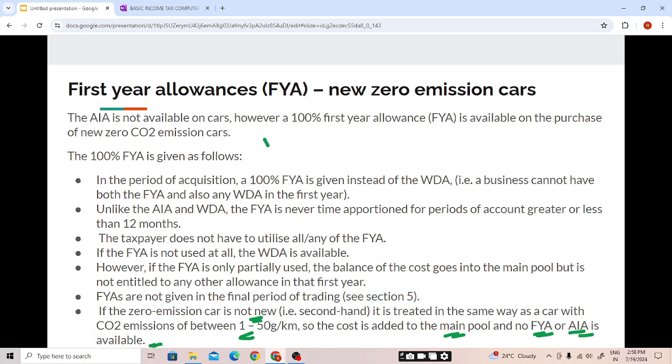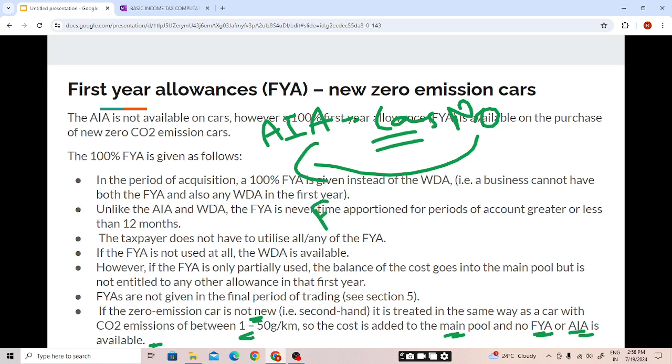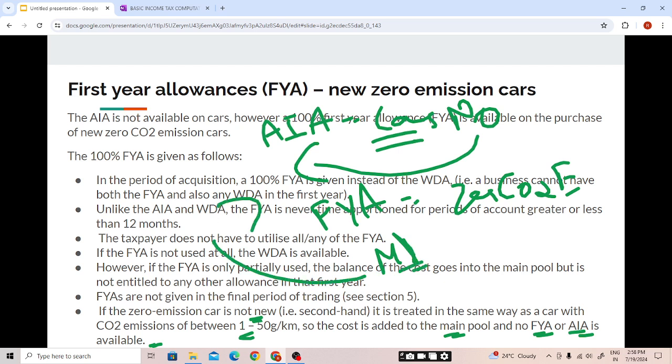As we already saw, students, AIA will not be available for any cars. No AIA for cars. But FIA will be available only for zero CO2 emission cars. But when coming to second hand cars, zero CO2 emission second hand cars, it will come under the main pool. But when it comes to the main pool also, AIA will not be available, only WDA will be available. I hope this is clear.